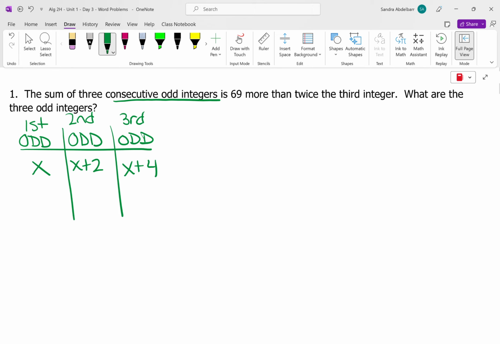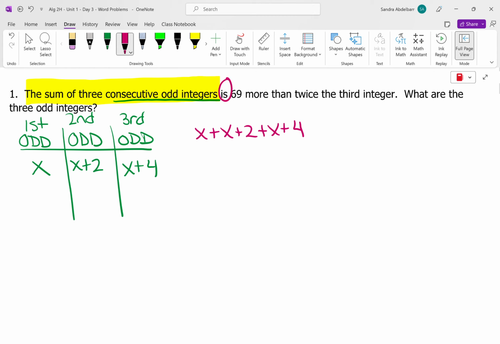Okay, so now we have our chart. Now I'm going to use this chart to help us make an equation based on the words. They're saying the sum of the three consecutive odd integers. What do they want us to do with the three integers? Arav. Add them up. Good. So we're going to say x plus x plus 2 plus x plus 4.